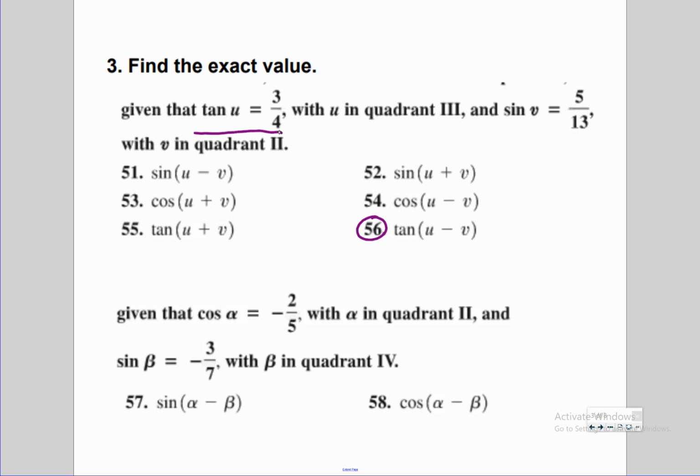Okay, so tangent u is 3/4, and U is in quadrant 3. If I'm being told what quadrant something is in, what should I probably do? Draw a picture. Okay, so quadrant 3, let's get that picture here.